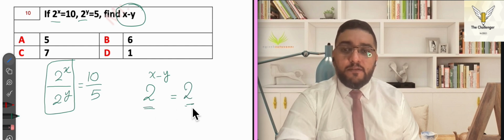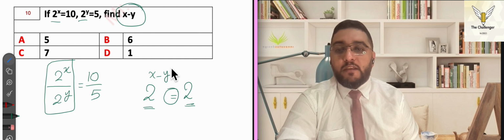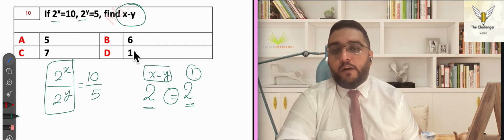Now we have the same base and equality between them, which means the exponents are equal. We have 1 here. So x minus y equals 1. So the answer is D.